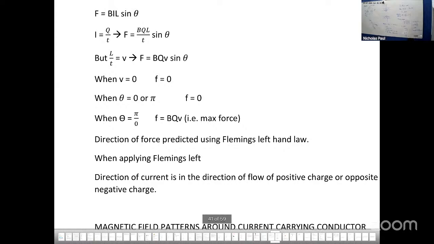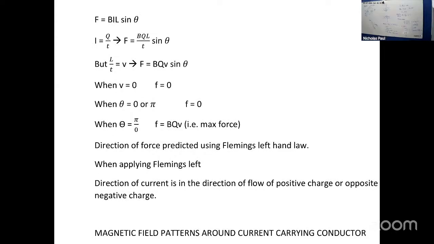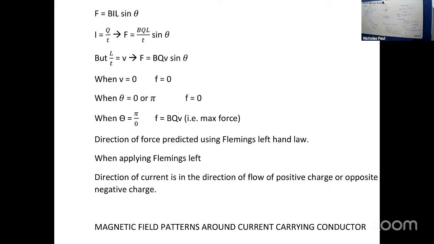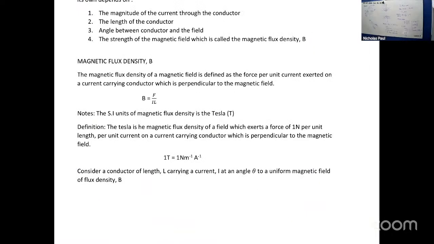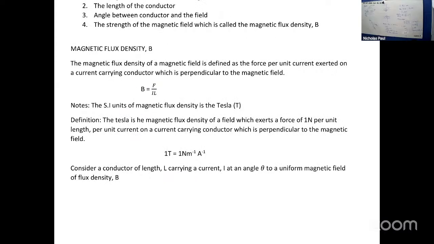Alright, you should be down there. I have a question, can you give us a note for B, please? The definition. Look at here. Magnetic flux density of a magnetic field is defined as the force per unit current exerted on a current-carrying conductor which is perpendicular to the magnetic field.